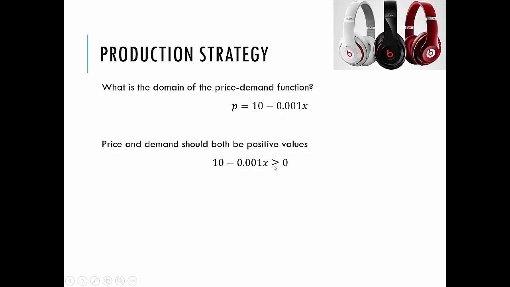If it has to be positive, I set my price demand equation greater than or equal to 0. I solve this by subtracting 10 on both sides, and then I divide by, you remember when you divide by a negative, you have to flip the sign. So this basically says I need to make between, probably not 0, because I would like to make at least one headphone, but from 0 to 10,000, and this keeps my domain within my price function.